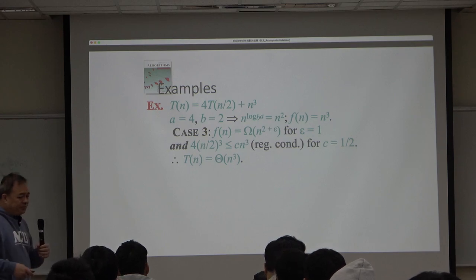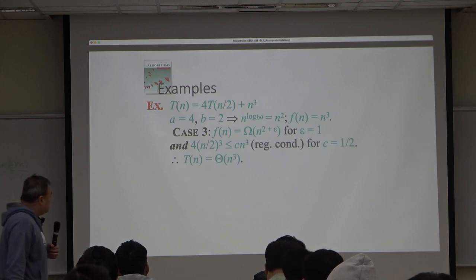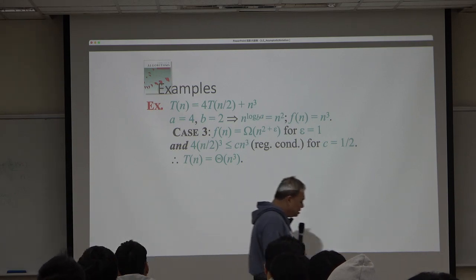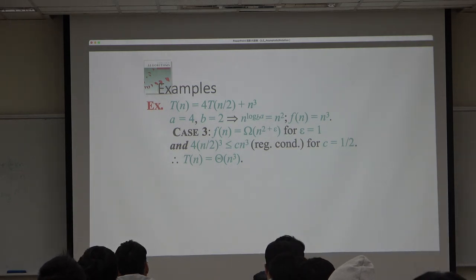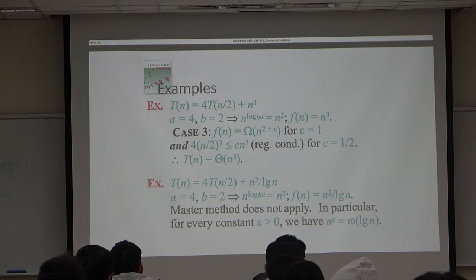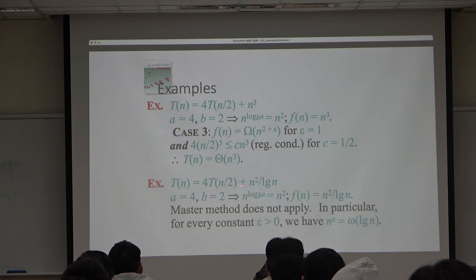Of course, these examples look straightforward. But the question is how do we get them? How do we get these results? Let's finish the last one. T of n equals 4 T of n divided by 2 plus n squared divided by log n.